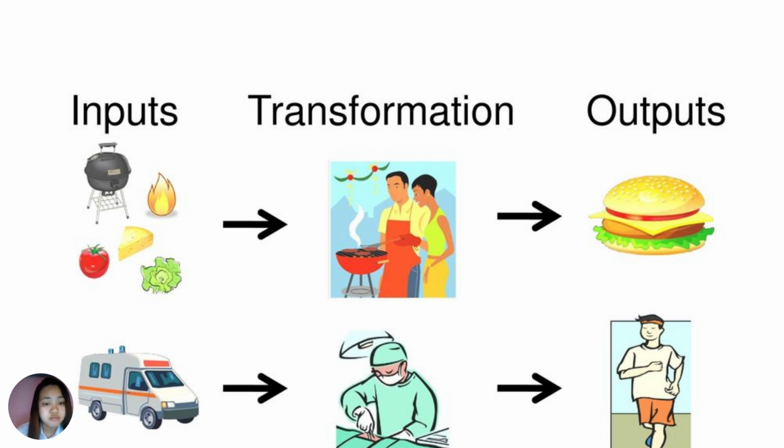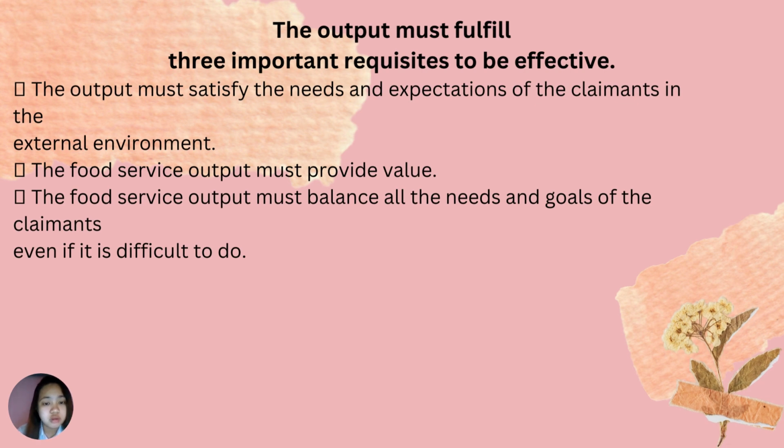So, before that, I have here the picture of the inputs, transformation, and to output. So, sa input, sinasabi nga dito, nakasama dito yung material and ito yung raw food pa lang. So, kasama dito yung, kunwari, lettuce. So, ito na yung mga material and raw material. So, transformation process, ito na yung pagpaprocess ng pagluluto, and then the outputs. This is the three important requisites.